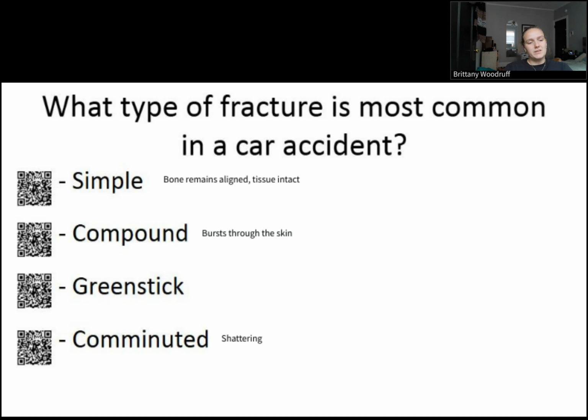Compound fractures are pretty gnarly. Okay. Green stick fractures. Who do we see green stick fractures in? Children. Exactly. Children, right? Because their bones are more bendy. So it's an incomplete fracture.